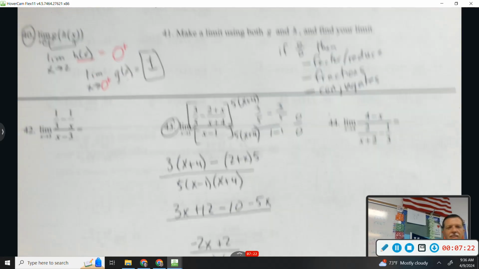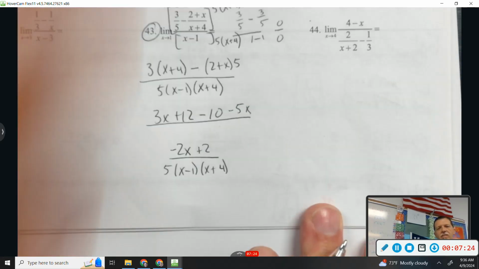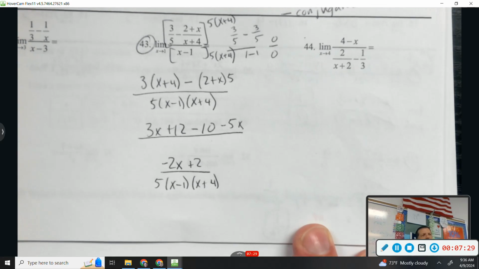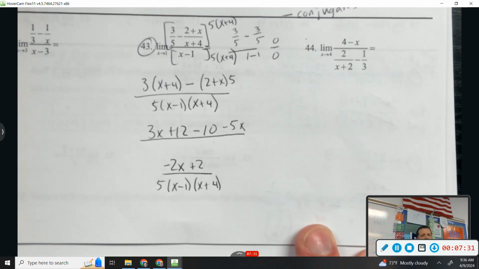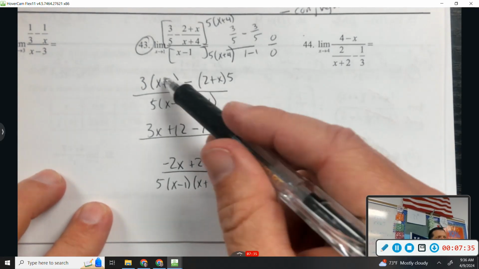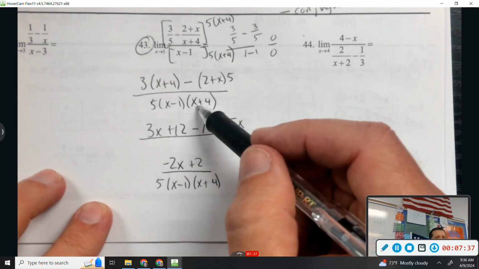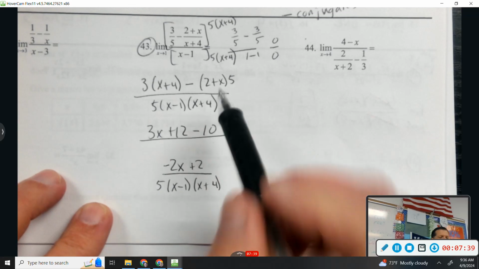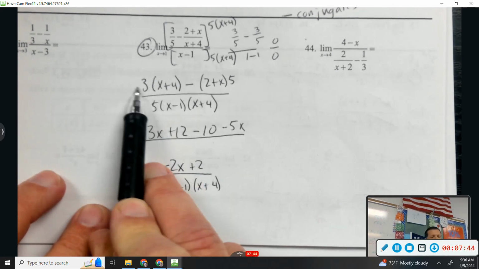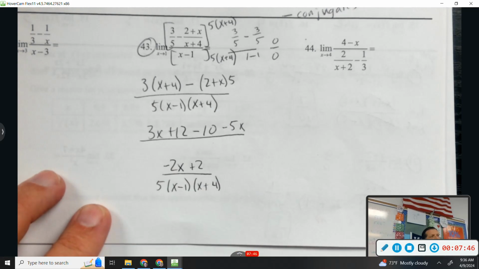Okay, that's good, but not good enough, right? Like, couldn't you just cancel x plus 4? You don't want to cancel these x plus 4s, I hope. Because this one's eligible to be canceled. This one is not eligible to be canceled because it's not a factor. There's other stuff being added and subtracted.